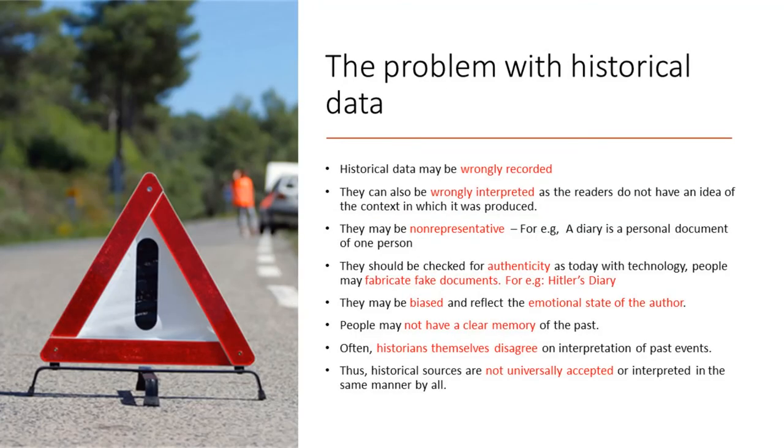What might be the problems with historical data? Historical data may be wrongly recorded. They can also be wrongly interpreted. Other readers do not have an idea of the context in which they were produced. They may be non-representative. For example, a diary is a personal document of one person, and therefore it doesn't represent the view of many people of that period.